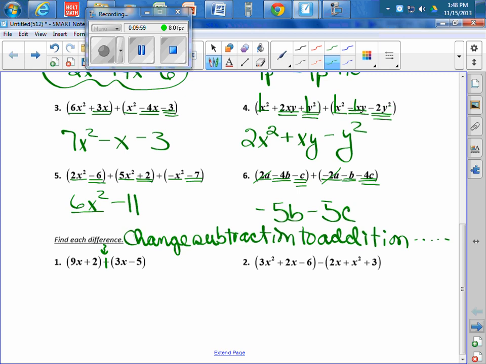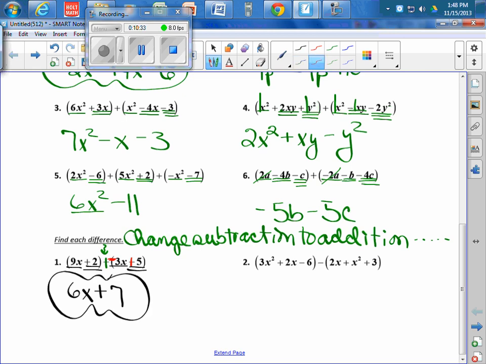When you do that, everything in the second parentheses changes. In the parentheses here, that's a positive 3x, isn't it? Well, it becomes a negative 3x when you change from minus to plus. And the minus 5 changes to plus 5. So now you're just simply adding like terms. I have 9x, negative 3x, minus 3x is 6x. I have 2, this is now plus 5, is positive 7.